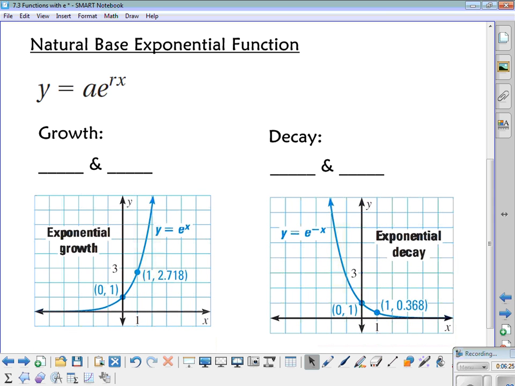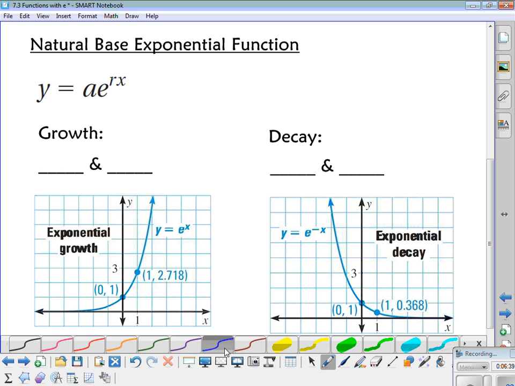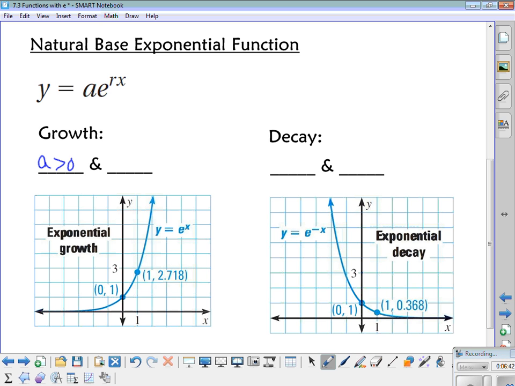All right, so it's the form y equals ae to the rx. If a is greater than 0 and r is greater than 0, it ends up being exponential growth. And if a is greater than 0 and r is less than 0, then it becomes exponential decay. So a is always going to be greater than 0.